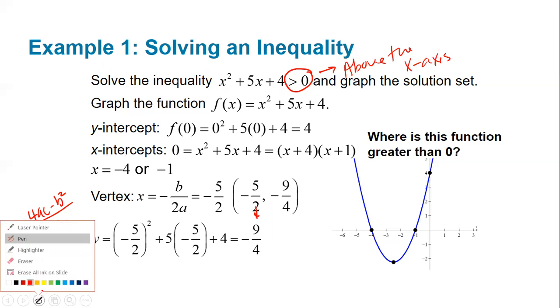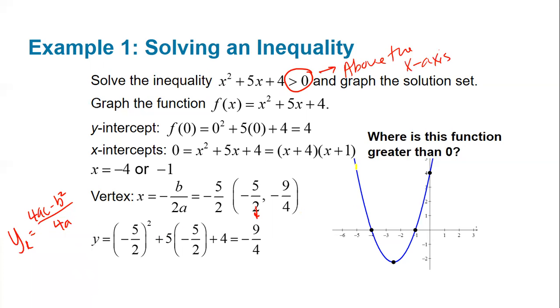I'm going to take my highlighter and highlight when the function is above the x-axis. So I'm above the x-axis here, and I'm above the x-axis here. Does that make sense? So graphically, that's my solution. I just highlight it when it's greater than 0. You're going to write it as an inequality in an interval.